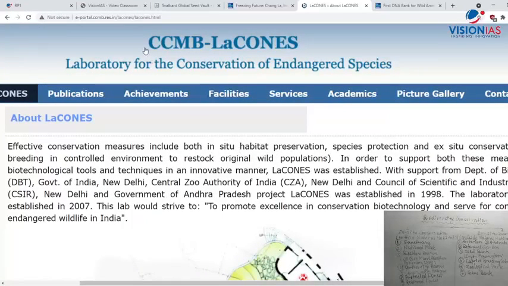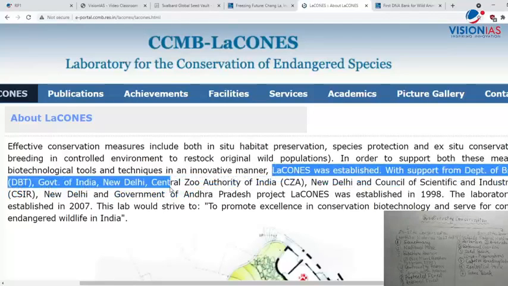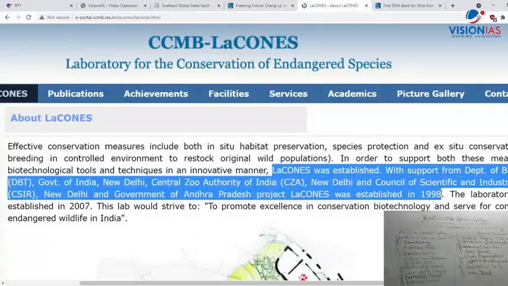That is under the CCMB, Center for Cellular and Molecular Biology, Hyderabad. LaCONES: CON is conservation, E is endangered, S is species. And you can see here in situ habitat preservation and ex situ there. So LaCONES was set up by the Government of India, Department of Biotechnology, Central Zoo Authority, and with the Government of Andhra Pradesh at that time in 1998.